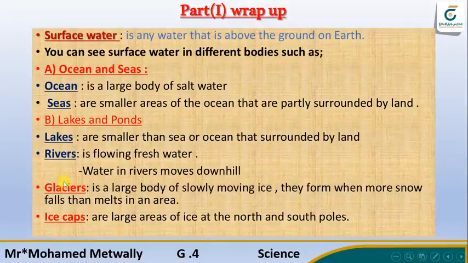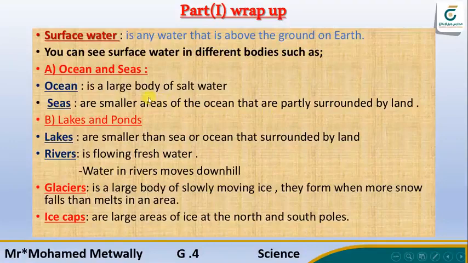Let's deal with some information about today's lesson. Let's get started with the surface water definition. Surface water is any water that is above the ground on Earth. On the surface of the Earth, you can find surface water. You can see surface water in different bodies. What are the bodies? A body is a place that contains water inside, such as oceans and seas. Ocean is a large body of salt water. Seas are smaller areas of the ocean that are partly surrounded by land.